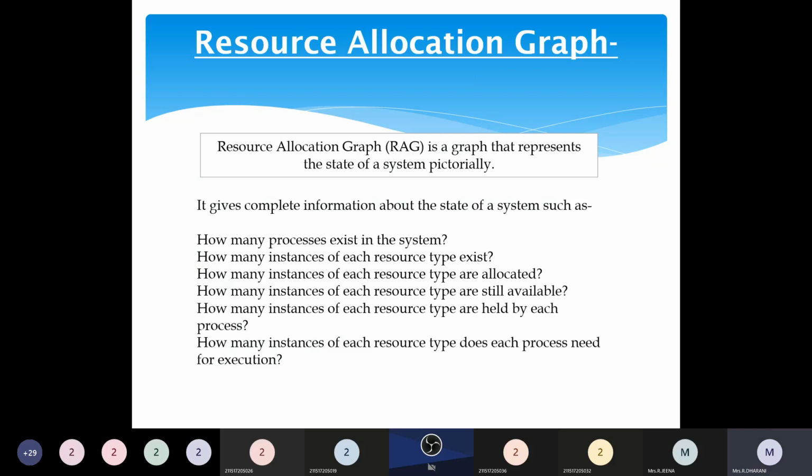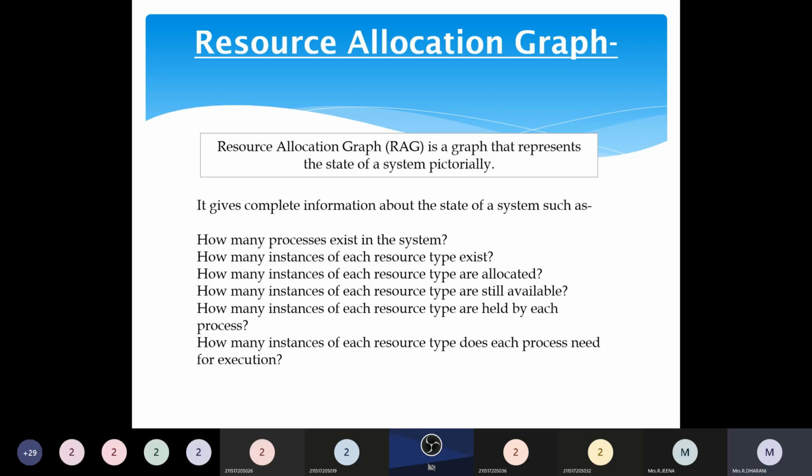So what we saw as of now is Banker's algorithm with the related problems. Now we are moving into the resource allocation graph. A resource allocation graph is a graph that represents the state of a system pictorially. It represents whether the system is in a safe state or not. It is a graphical representation, and with that representation we can easily identify whether the system is in a safe state or not.